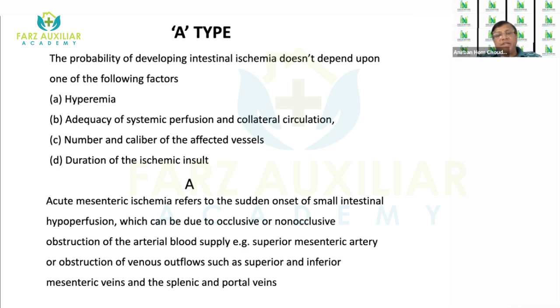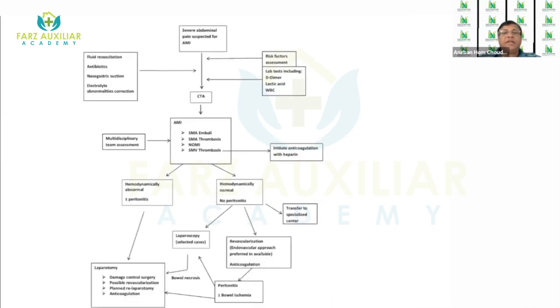So acute mesenteric ischemia usually occurs suddenly. Whenever in a question you find a history of sudden onset, that has to be taken into consideration, because if there is a sudden onset of small intestinal hypoperfusion, which can be due to either occlusive or non-occlusive obstruction, then that is a hint that they want to ask about intestinal ischemia. So superior mesenteric artery or obstruction of the venous flows, like the superior and inferior mesenteric veins and the stem. That is secondary, because we will have a lot of other questions which can point to that. But this is the line of your thinking.